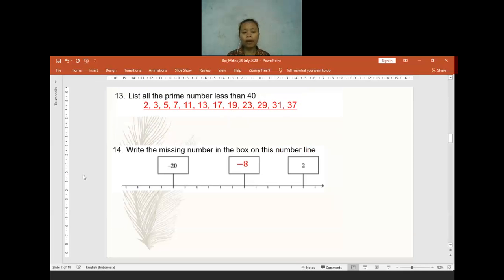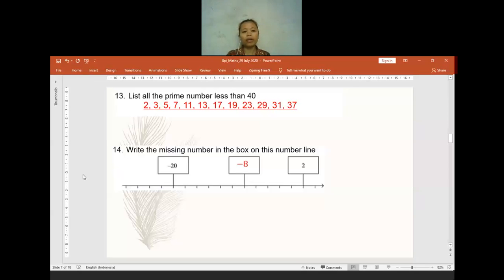List all of the prime numbers less than 40. Prime numbers start from the number 2. So it will be 2, 3, 5, 7, 11, 13, 17, 19, 23, 29, 31, 37. A prime number cannot be divided by any number other than 1 or itself.